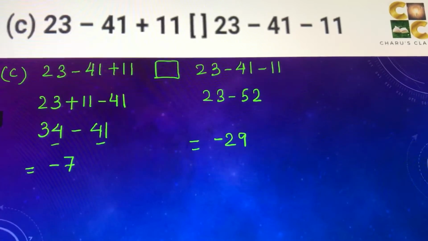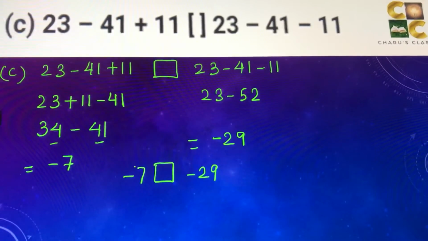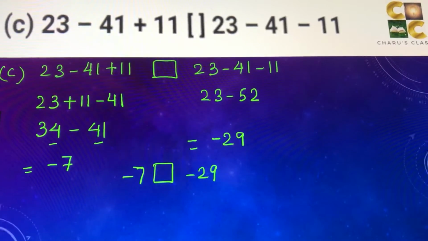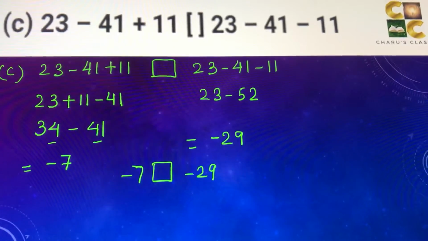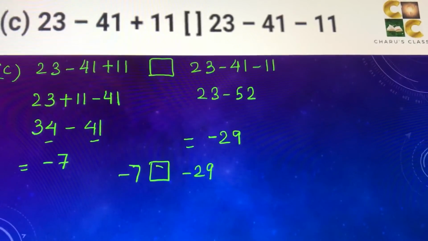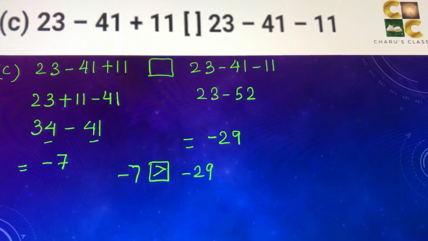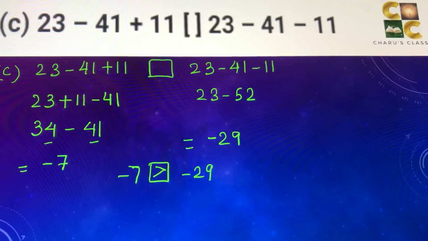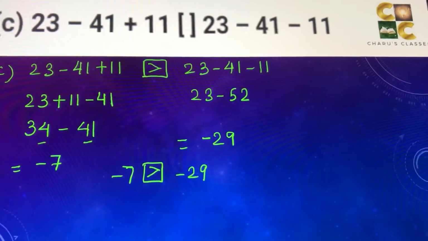So if we compare -7 and -29, as I told you, negative numbers में the smaller number is actually the bigger number with a negative sign. So -7 is greater than -29, or here we can say 23 minus 41 plus 11 is greater than 23 minus 41 minus 11.